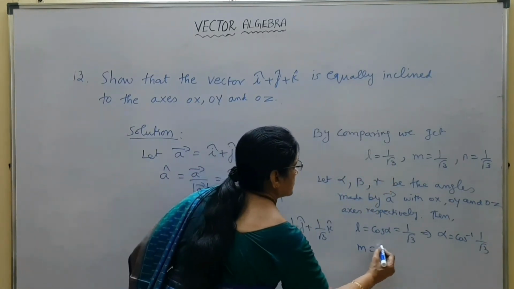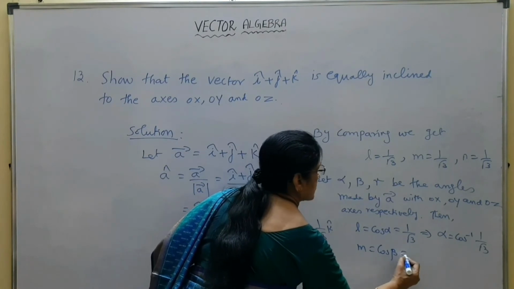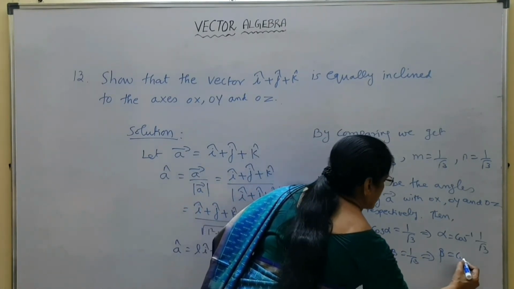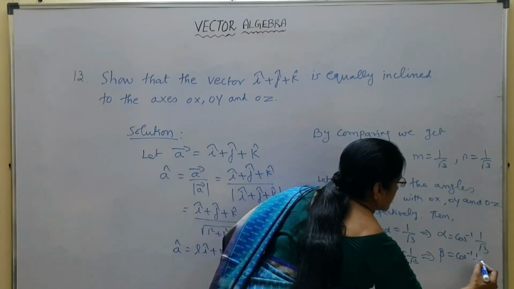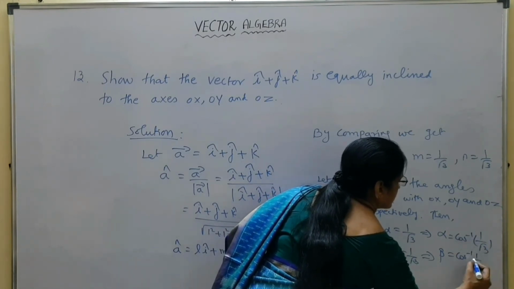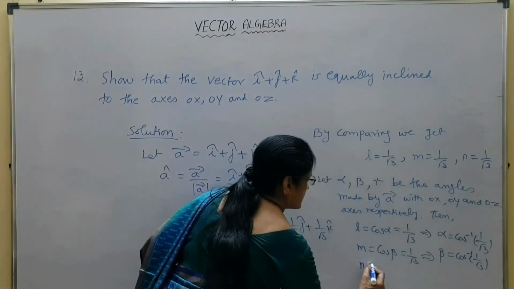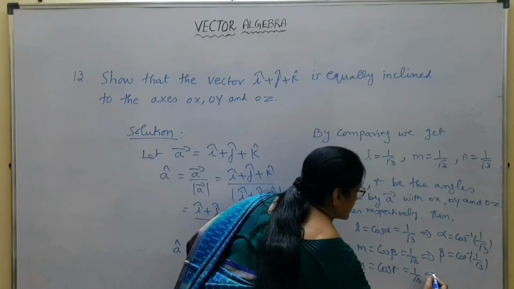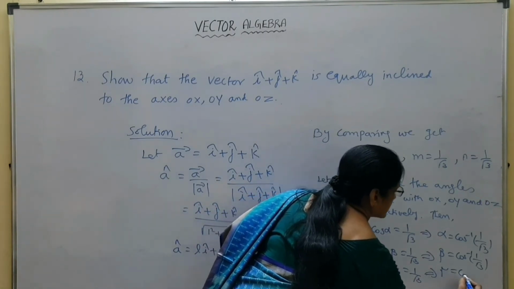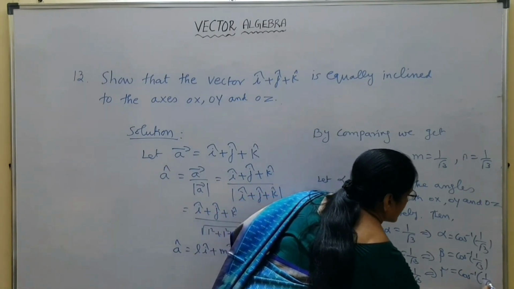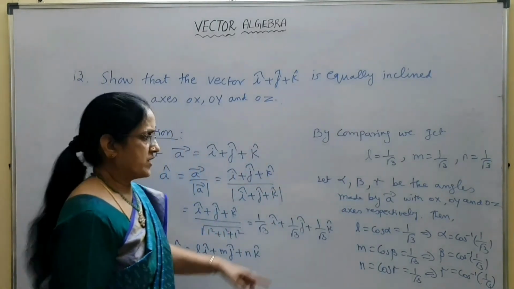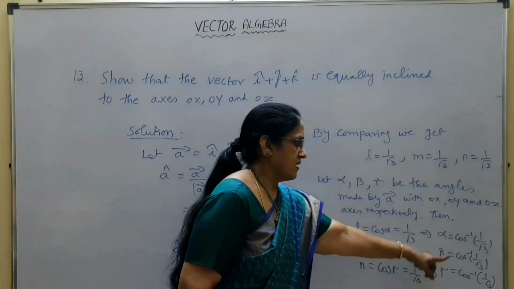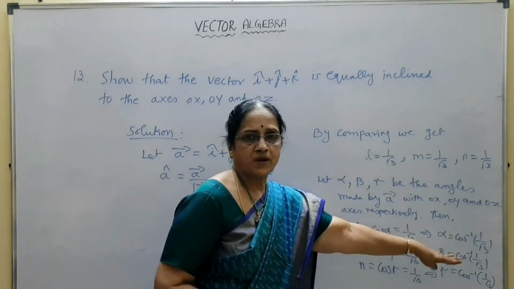M is equal to cos beta is equal to 1 by root 3 implies beta is equal to cos inverse 1 by root 3. N is equal to cos gamma is equal to 1 by root 3 implies gamma is equal to cos inverse 1 by root 3. So in all the three cases, the angles alpha, beta, gamma are all the same, cos inverse 1 by root 3.